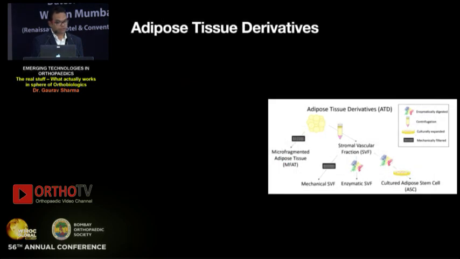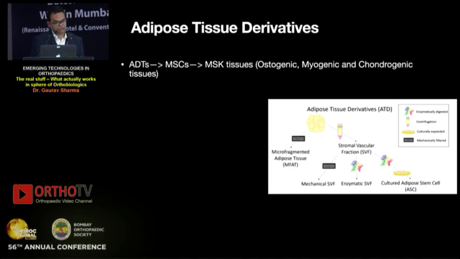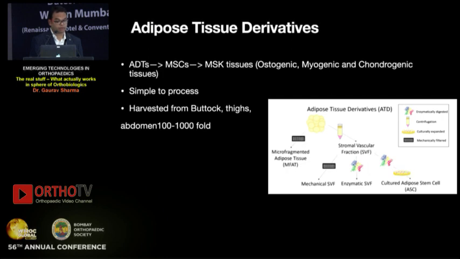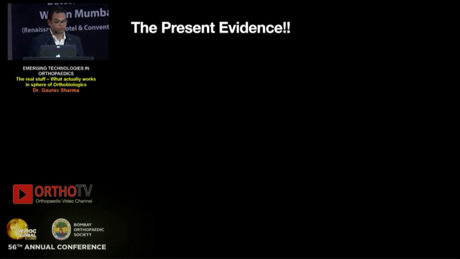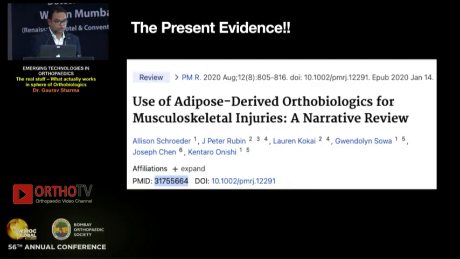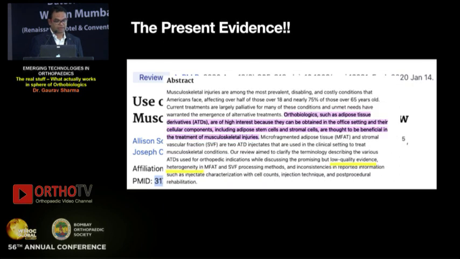Now, coming to adipose tissue derivatives, these are nothing but mesenchymal stem cells which have the propensity to generate osteogenic, myogenic, and chondrogenic tissues. They are simple to process. They could be harvested from buttocks, thigh, and abdomen, and can give 100 to 1,000-fold higher concentrations than bone. Now, the present evidence for this. Use of adipose-derived orthobiologics, this is a narrative review, which states that there is still low-quality evidence because of heterogeneity. This is because there have been inappropriate or inconsistent reports, with injection characterization, cell counts, injection technique, and post-procedural rehabilitation.